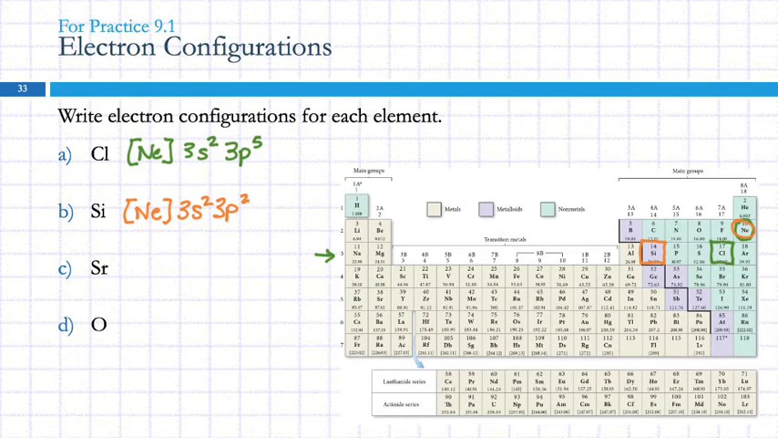Let's do strontium. Here's strontium. Well, what's the previous noble gas? Krypton. So we've got krypton. And then we're coming into row 5. 1, 2. 5s2.